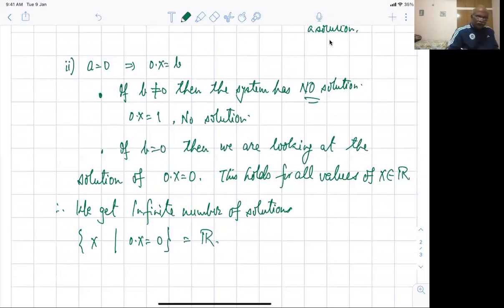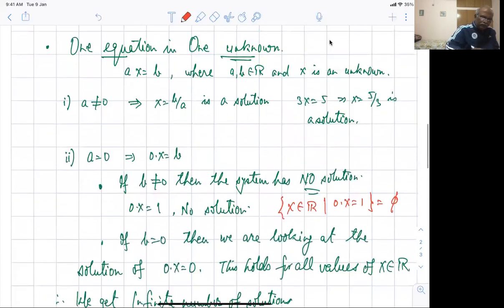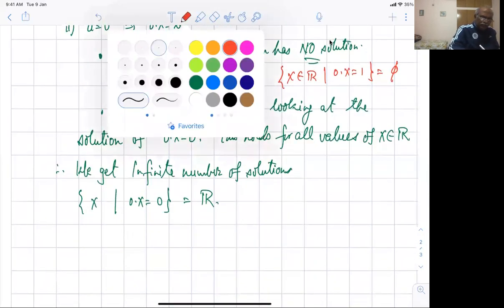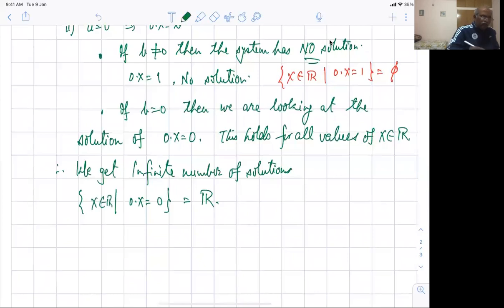Let me just write down things for you. If I want to look at x belonging to R such that 0 times x is equal to 1, then this is an empty set. For example, if I want to look at x belonging to R such that 3 times x is equal to 5, then the answer is nothing but 5 upon 3. So there is only one element in the set. This is what you have to be careful about, so that you understand things. Is that okay?